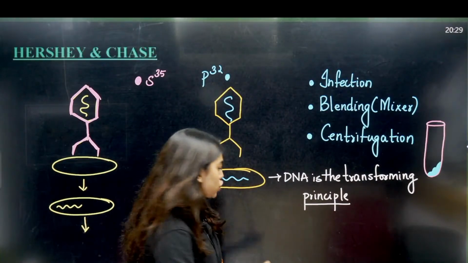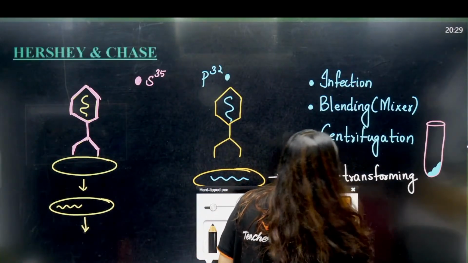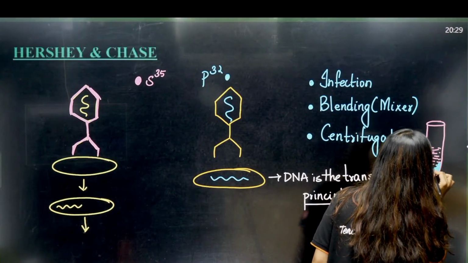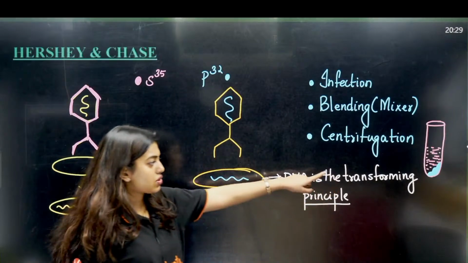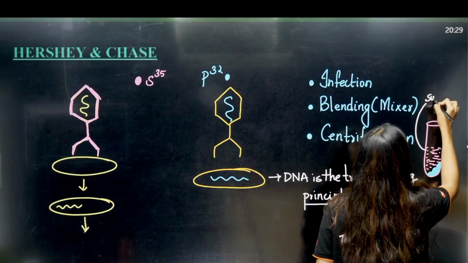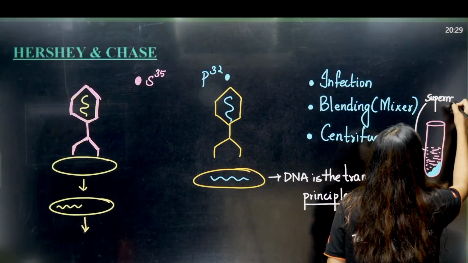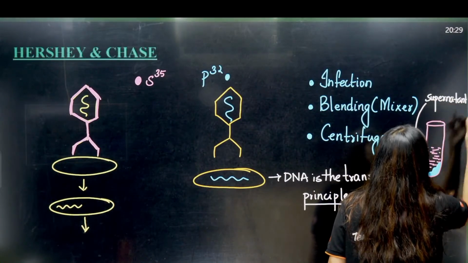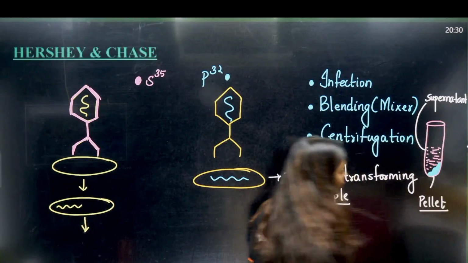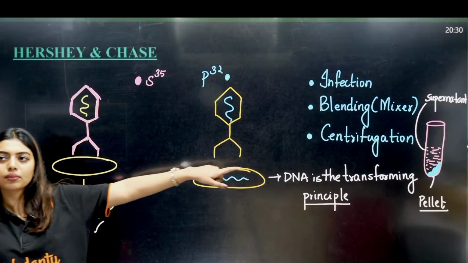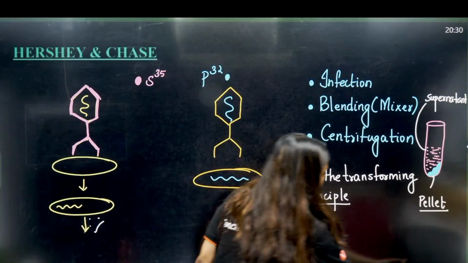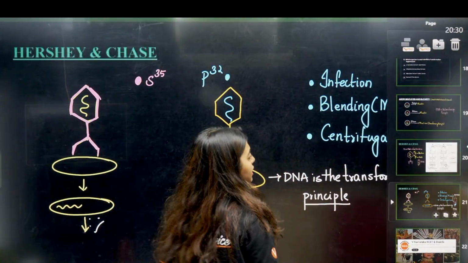Then the supernatant, that is this. Lighter ones are going to be on the top. Clear to all of you? This is the supernatant. This is the pellet. Clear? Is the Hershey and Chase experiment clear? Is Avery, MacLeod and McCarty's experiment clear?